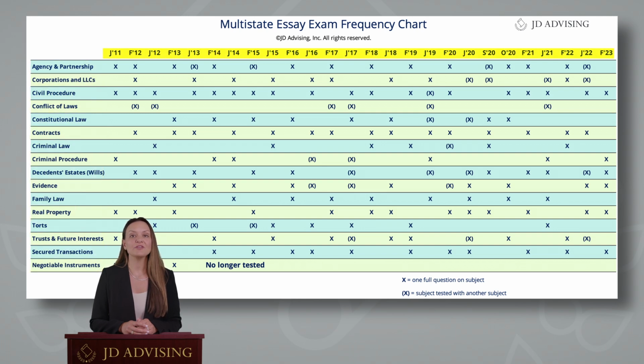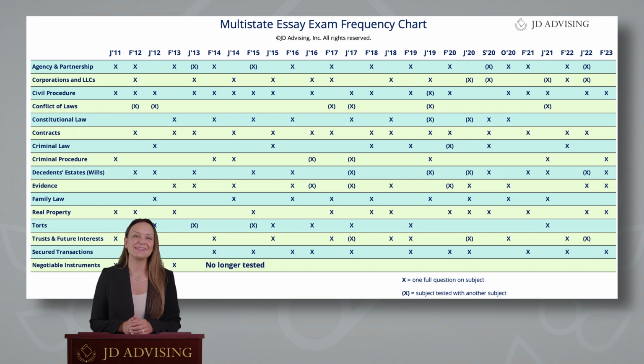Along the top of the chart, the bar exam administrations are listed. An X indicates when a subject was tested on its own. An X in parentheses indicates that the subject was tested with another subject. Sometimes this is referred to as a crossover question. This is because the MEE can test multiple subjects on any one question.